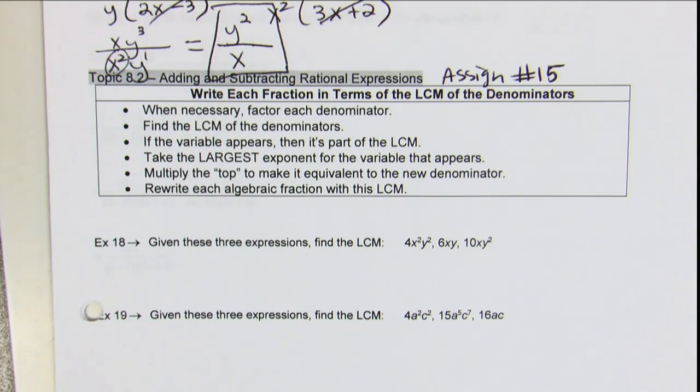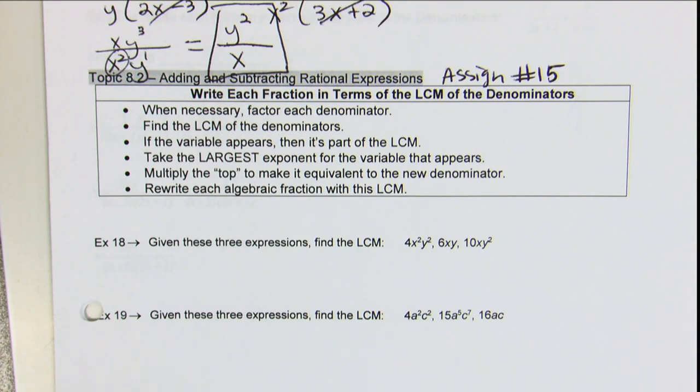Lecture over your topic 8.2. We're going to be adding and subtracting rational expressions. It goes with your assignment number 15. A rational expression basically is something that looks like a fraction that has terms in it. So we have some things that we need to do when we're adding and subtracting rational expressions.